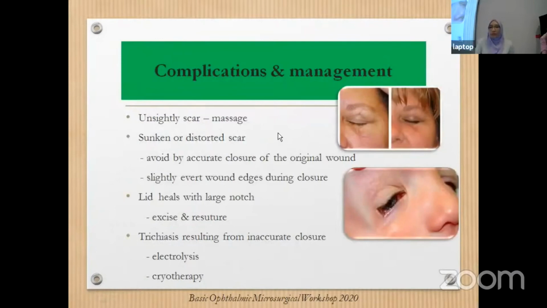Okay, these are a few complications and their management. For an unsightly scar, we can do massage with oil or baby oil. A sunken or distorted scar can be avoided by accurate closure of the original wound, so it is about prevention. Slightly invert the wound edge during the closure, just slightly inverted like a 10 shape. If the lid heals with a large notch, we need to excise or resuture. If trichiasis develops from inaccurate closure, we can do electrolysis or cryotherapy.